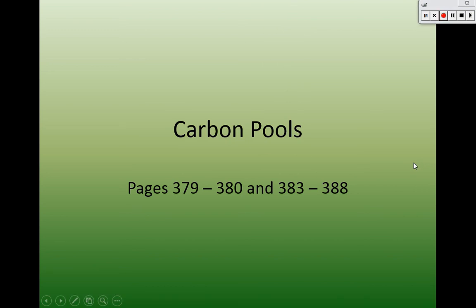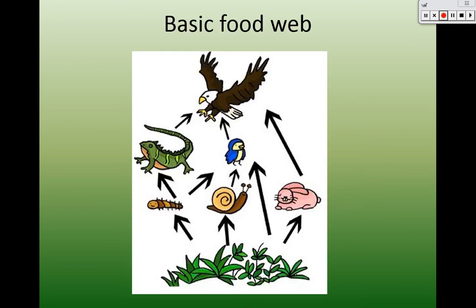These are notes on carbon pools, and there's related matter in your book on pages 379 to 380 and 383 to 388. So first I want to go over just a basic food web, just to give you some terminology. For some of you this will be a bit of review, for others of you it will be new.